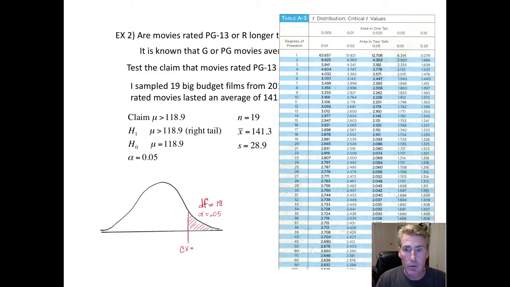And then we need table A3. So this is going to be, again, 0.05 and one tail. This time go down to degrees of freedom is 18, so that would be right here, 1.734.